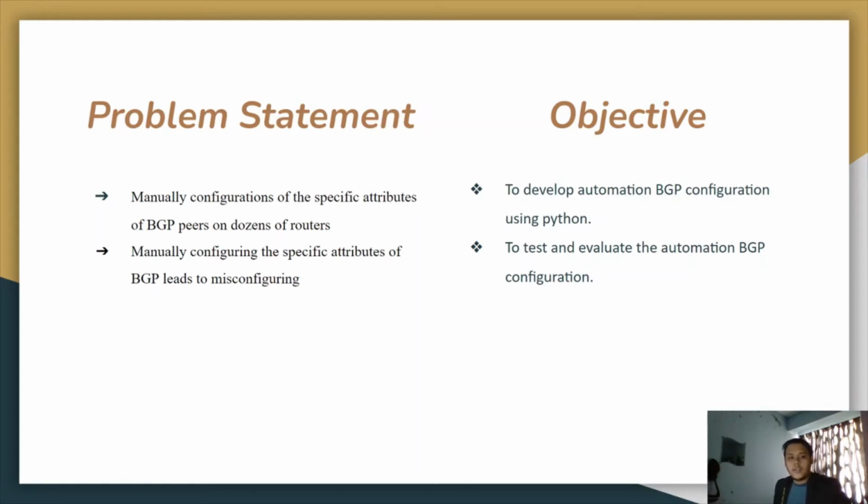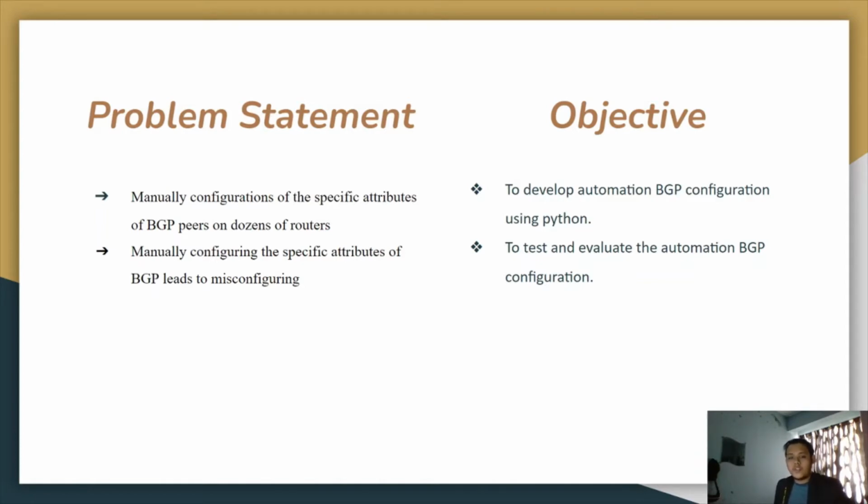The second one is that manually configuring the specific attributes of BGP leads to misconfiguration. According to Stewart also, because of the dozens of routers, a simple misconfiguration of BGP itself, such as artificially advertising a short AS path on all internet routers, can cause a massive internet outage.